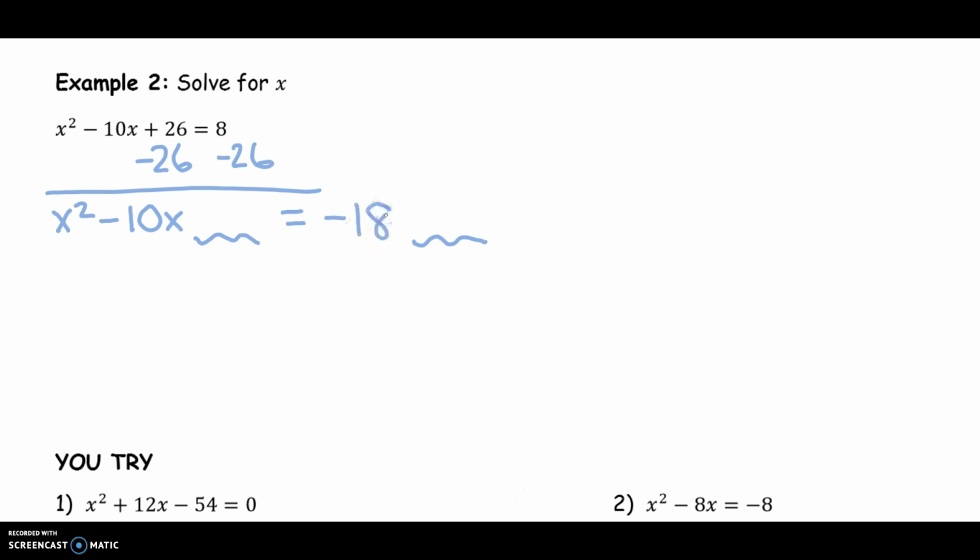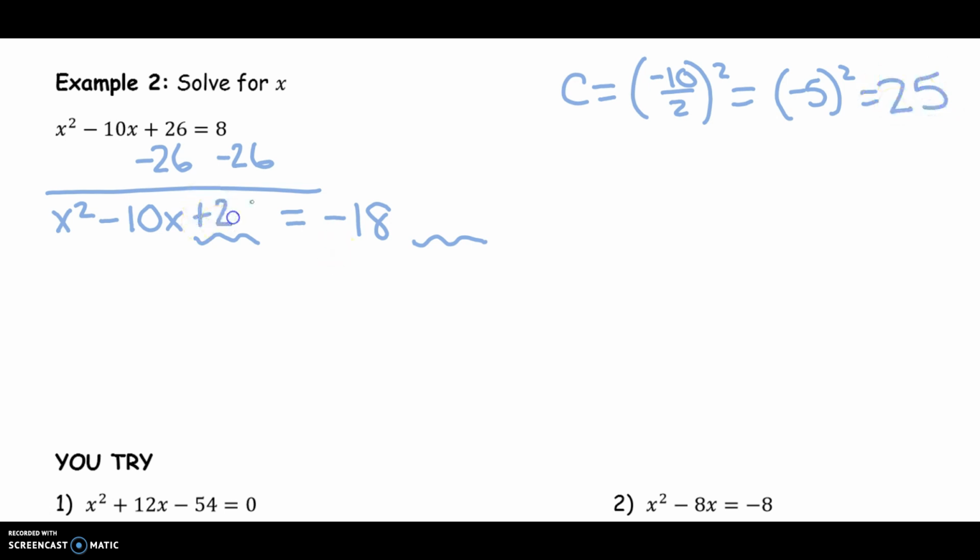Okay, so now I'm going to take my b term, which is negative 10, divide it by 2, and square it. So I get negative 5 squared, which equals 25. So I'm going to add 25 to both sides. On the left side of my equation, I have a perfect square trinomial. I'm going to write it in factored form, which is x minus 5 squared equals, and negative 18 plus 25 gives me positive 7.